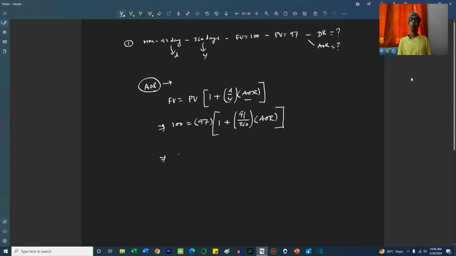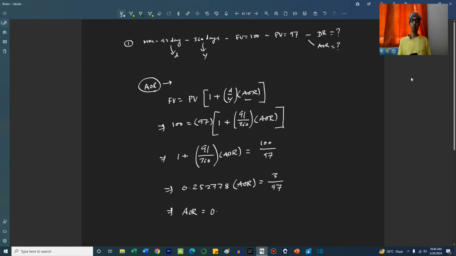This will be 1 plus 91 by 360 into AOR is equal to 100 by 97. This implies 0.252778 multiplied by AOR is equal to 3 by 97, which is 0.122352, or approximately 12.23%.